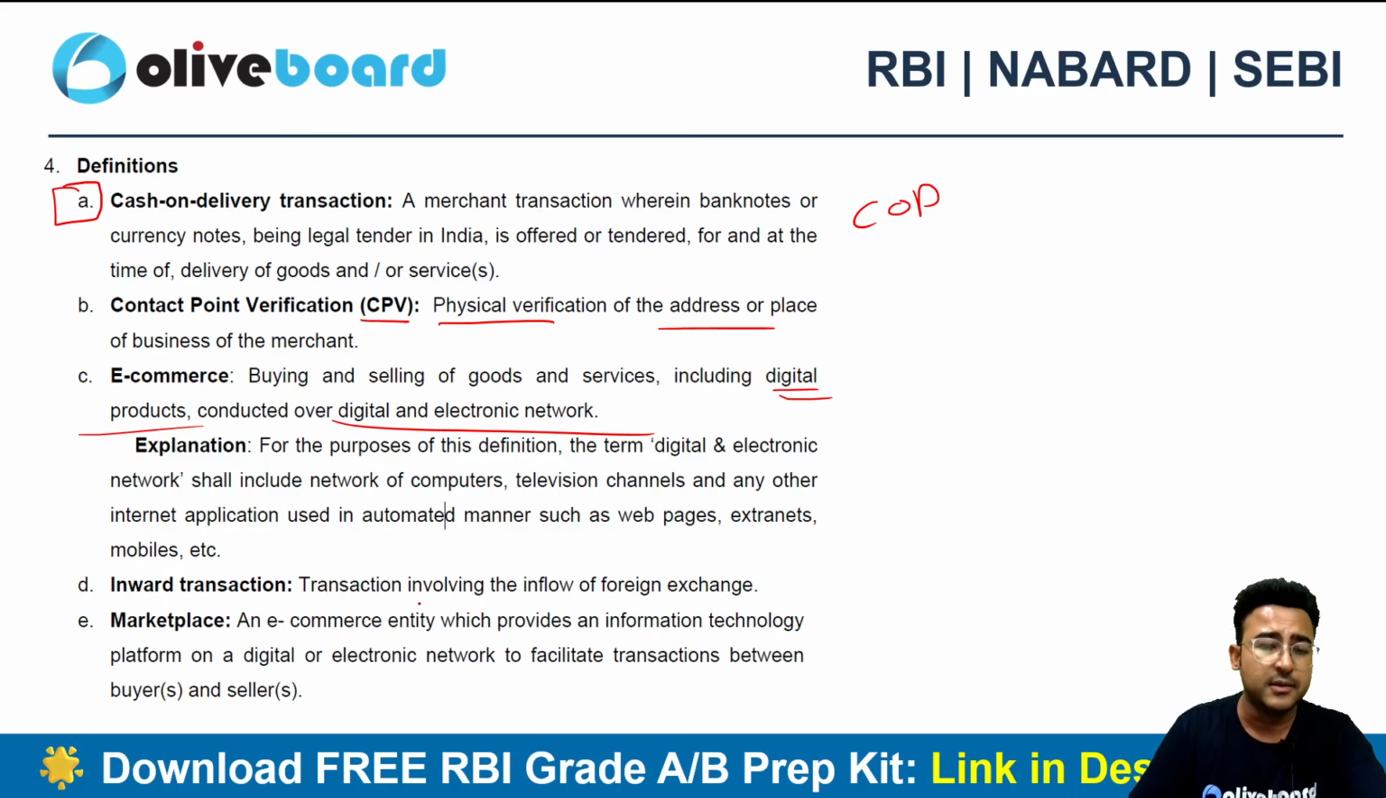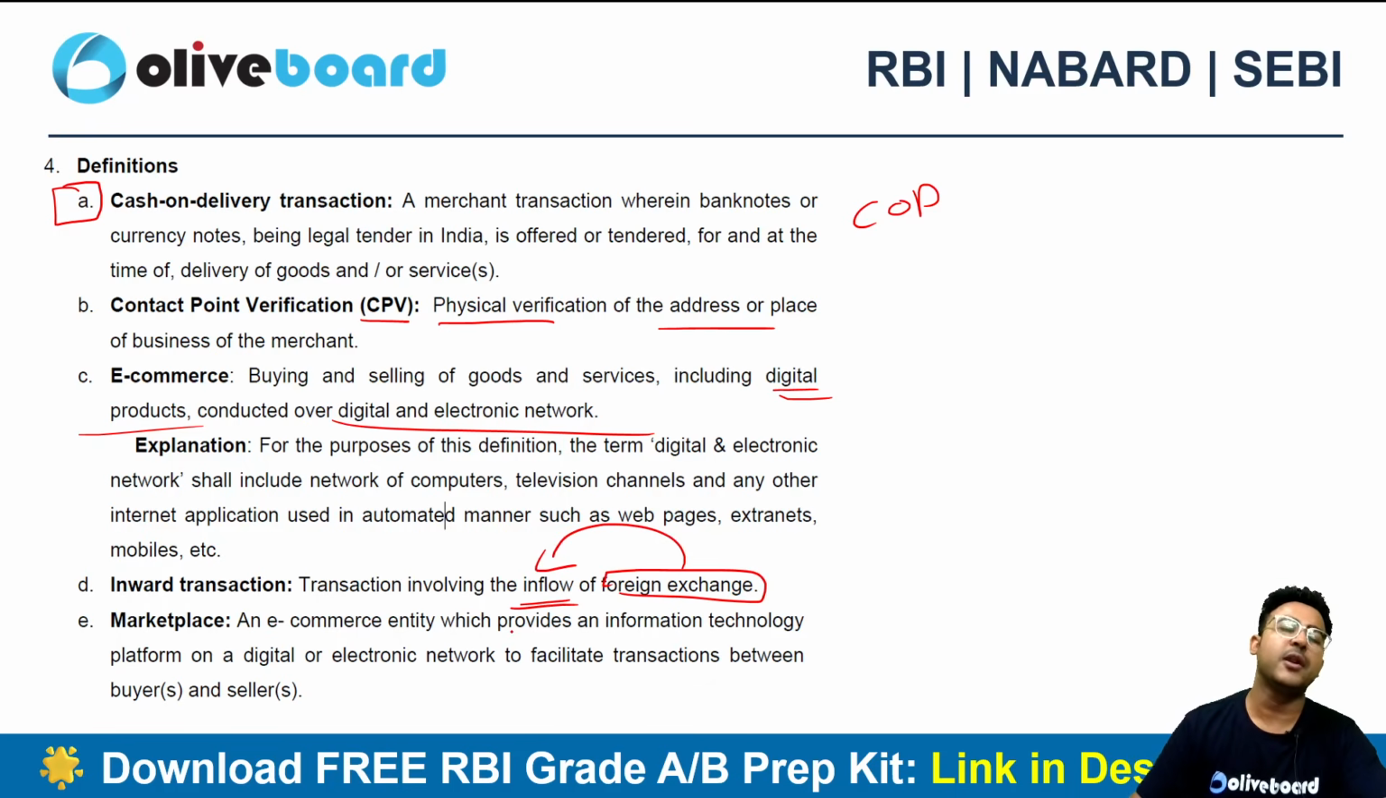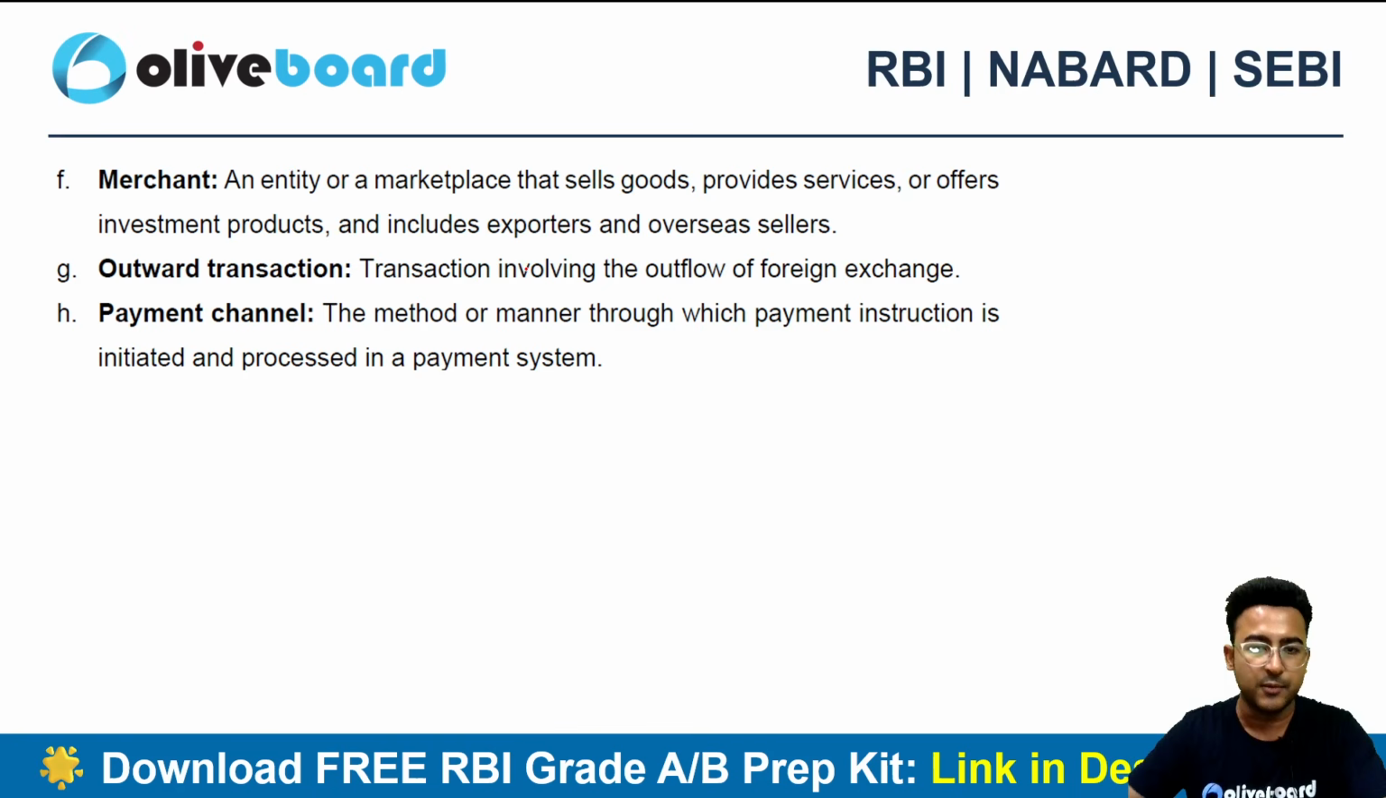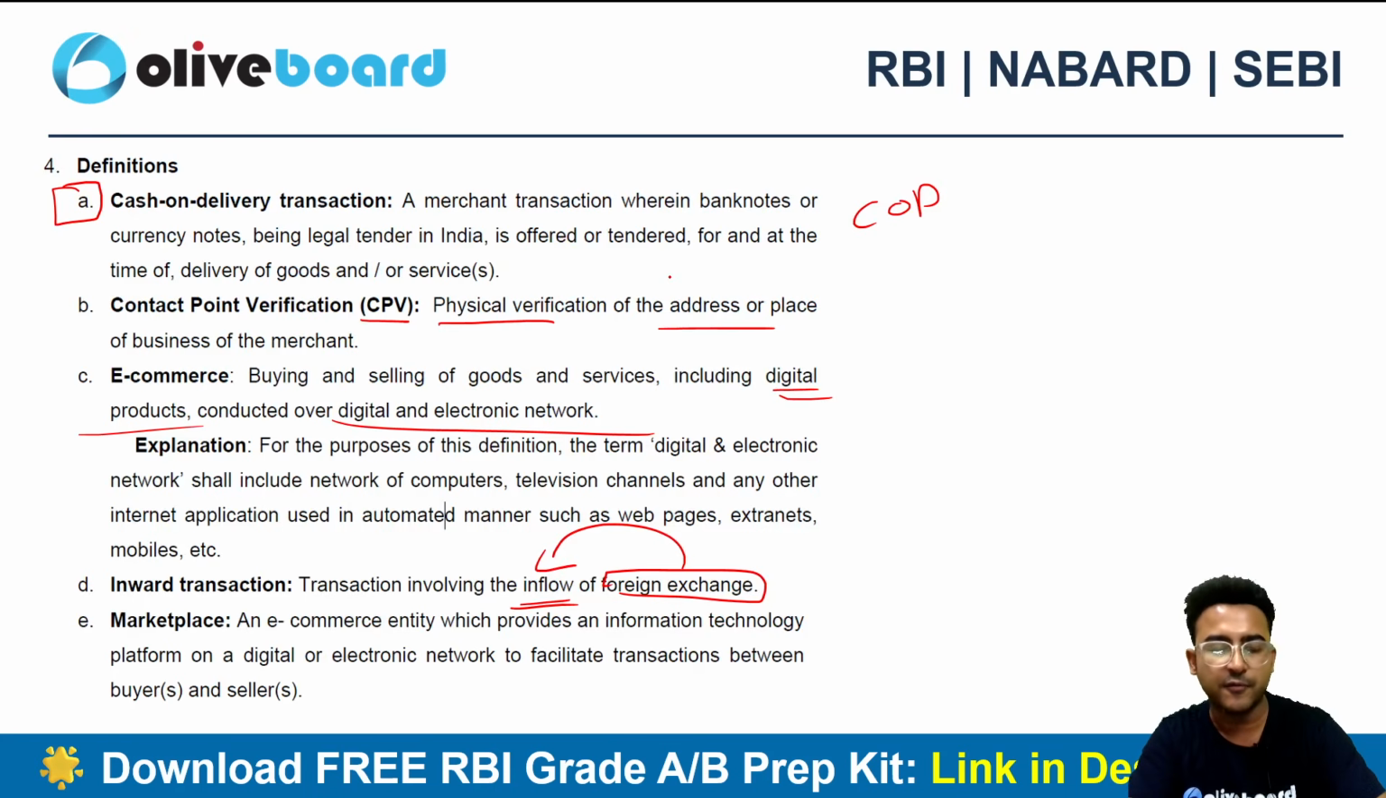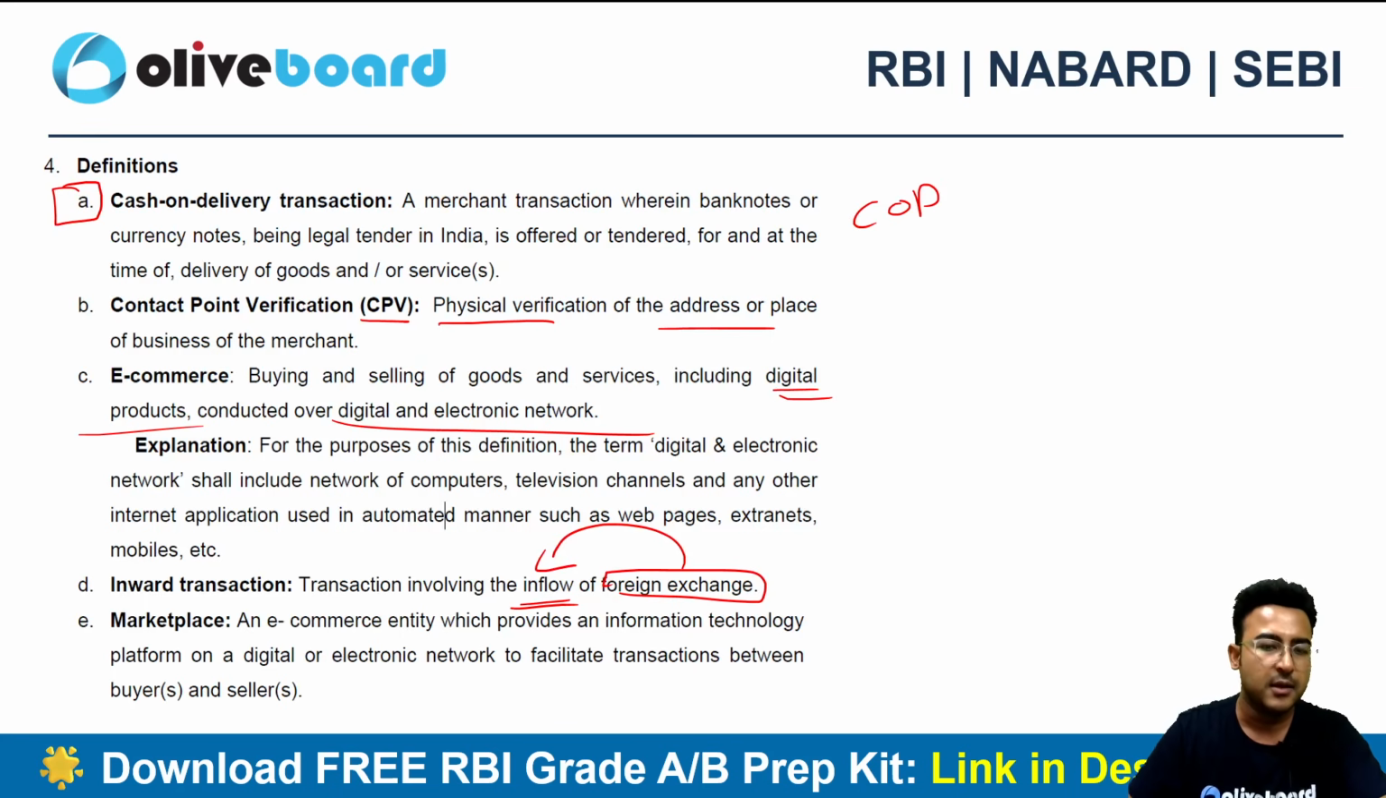Inward transaction: foreign exchange is flowing into our country. There is an inflow. Outflow: the money is going out of the country, right? That's what an outward transaction is, involving outflow of the foreign exchange. Whenever the foreign exchange is going out of our country, that's outflow. When it's coming in, that's an inward transaction.